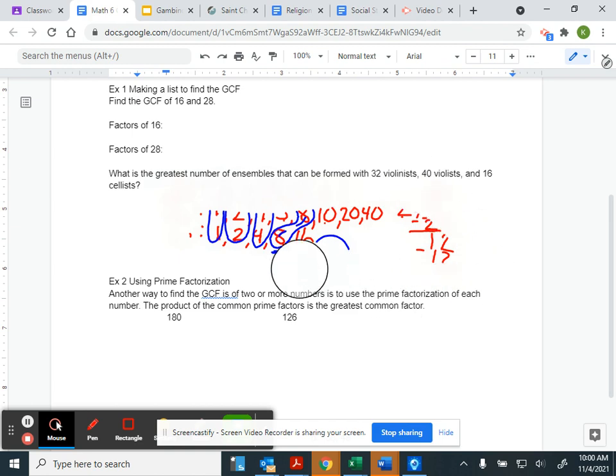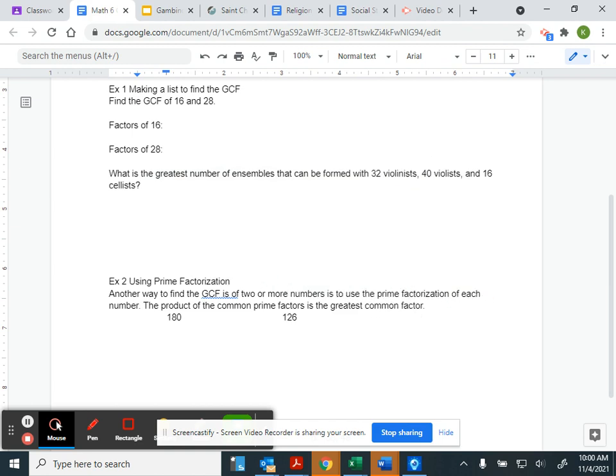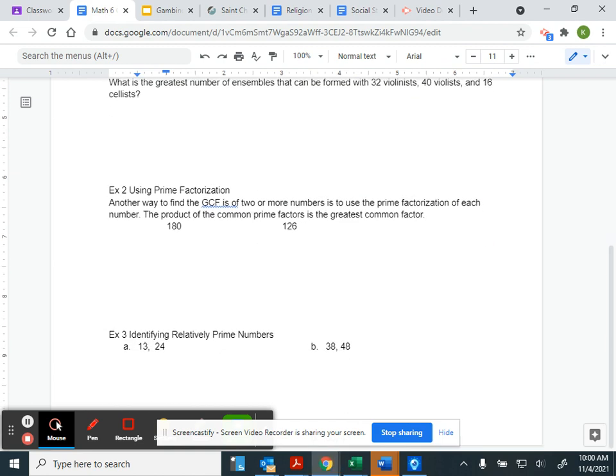Now we're going to use that prime factorization from yesterday. Another way to find the greatest common factor of 2 or more numbers is to use prime factorization. So one way to find the greatest common factor, the GCF, is to do your list. Another way is to do the prime factorization.